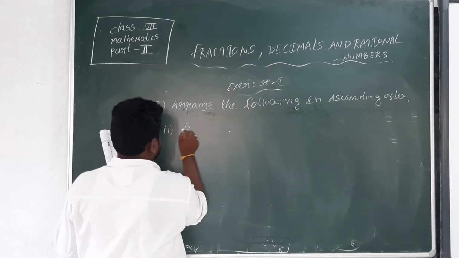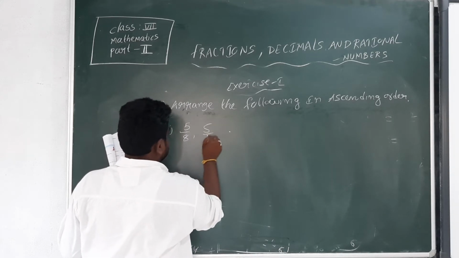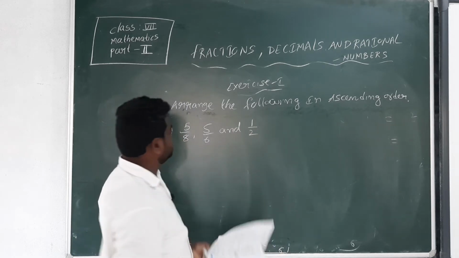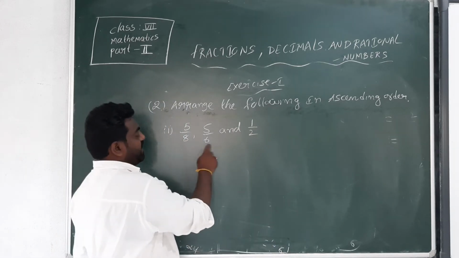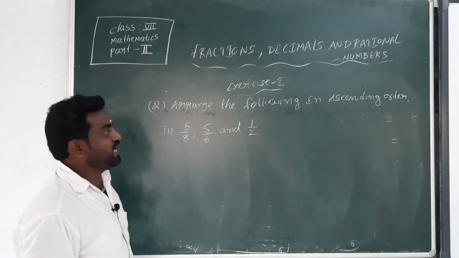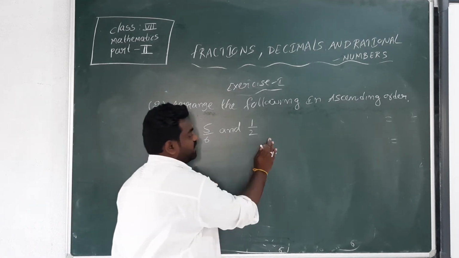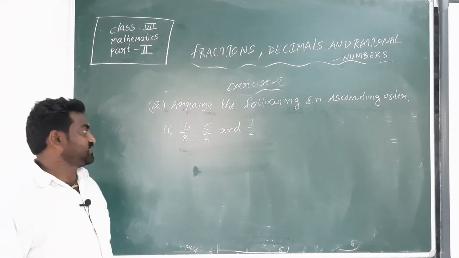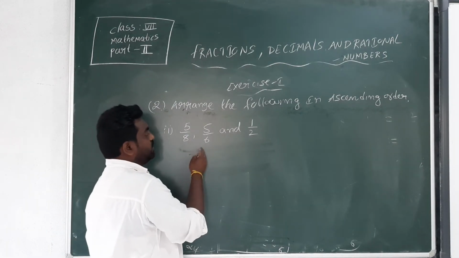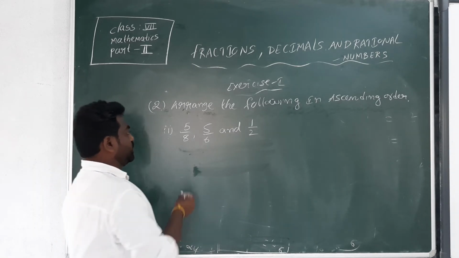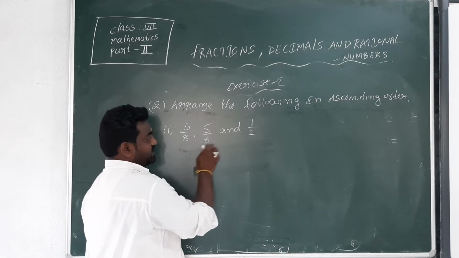5 by 8, 5 by 6 and 1 by 2. Write them in ascending order. Here the denominators are different, so we write them with equal denominators. So 8, 6 and 2.